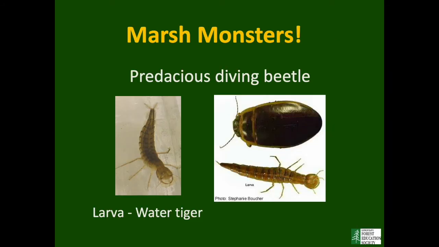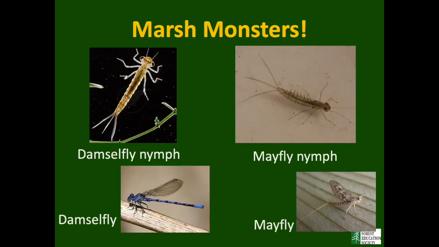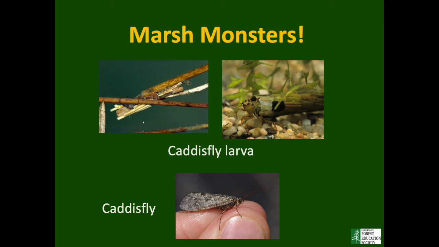Now we're just going to review some of the creatures that can be found in ponds in our area. First, we have the predaceous diving beetle. The larva is called the water tiger, and then the adult is the predaceous diving beetle. Next, we have the damselfly nymph, which turns into the damselfly, and the mayfly nymph, which turns into the mayfly. We have the caddisfly larva, which turns into the caddisfly, and the really neat thing about the caddisfly larva is they actually make their own home out of sticks or rocks.